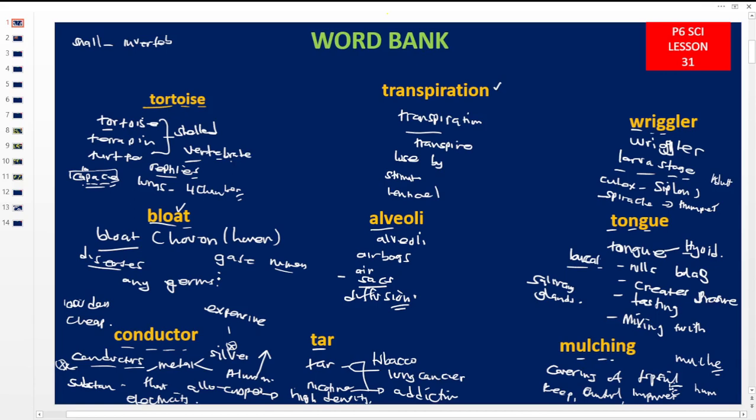My dear, those have been our nine words: alveoli, tar, conductor, bloat, tortoise, transpiration, regular, tongue, and mulching. Let me hope that now you've understood them, you know how to write them, and you know their simple meanings. Right, let us go and see our diagram for today.